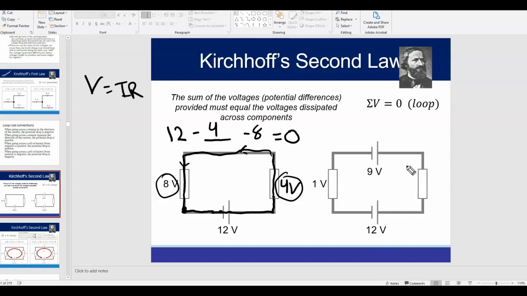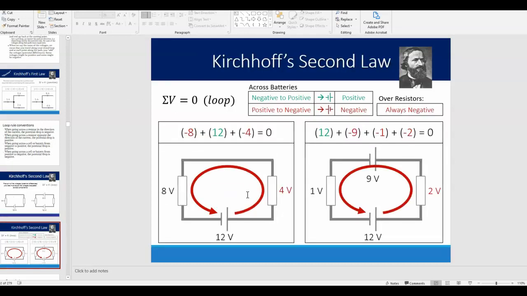Okay, and I'm not going to do the same thing for this other loop, but hopefully you start to see how that works. So this is basically how the loop rule works. Here you can see the answer for the one on the right. Here it looks like a loop was made starting over here. They went up 12 volts, and then they went down 2. They went down 9 right here because they went from positive to negative, so that's negative 9 volts. And then they went down another 1 volt. Okay, and it all has to add to 0 at the end.